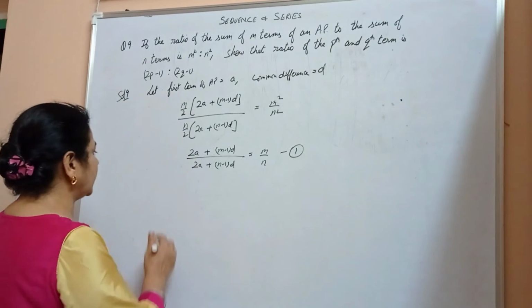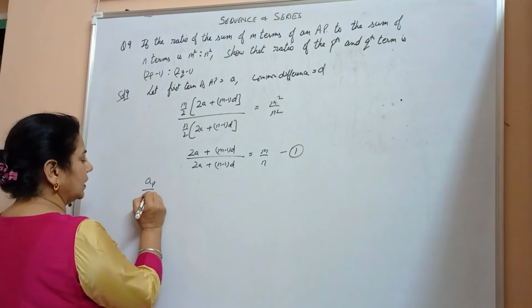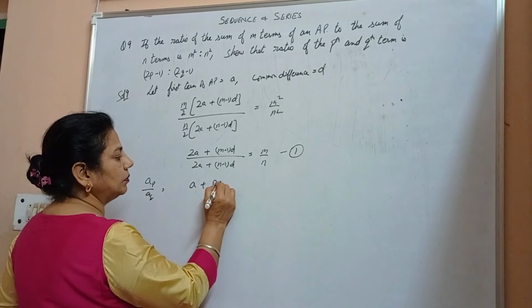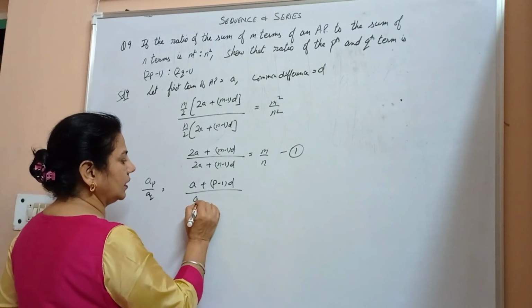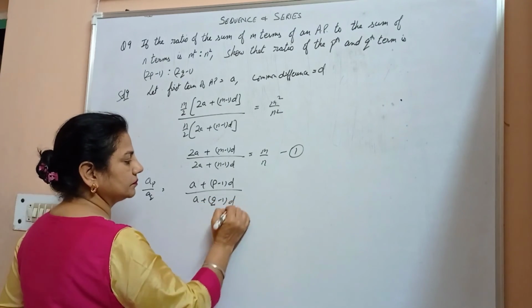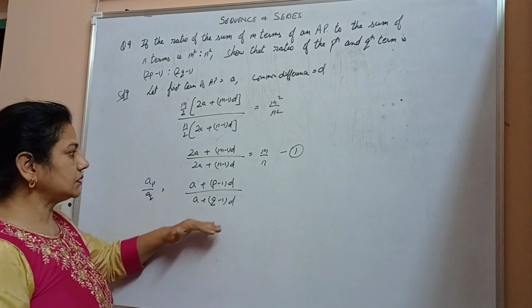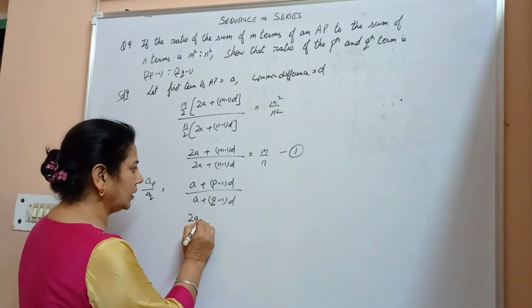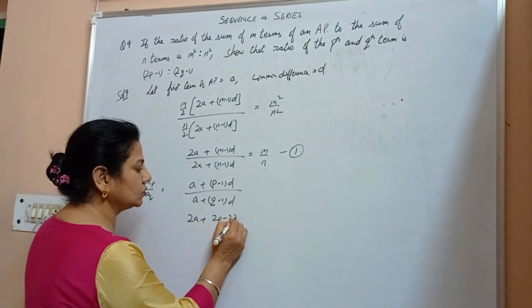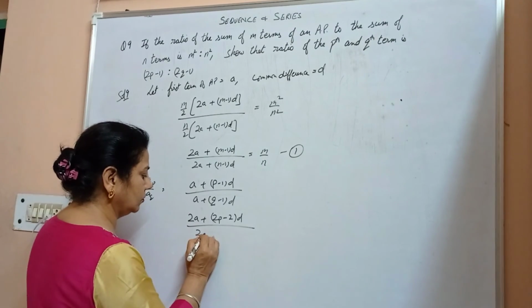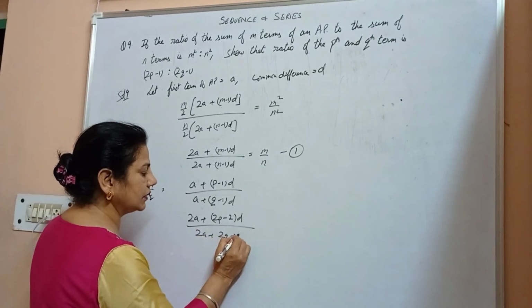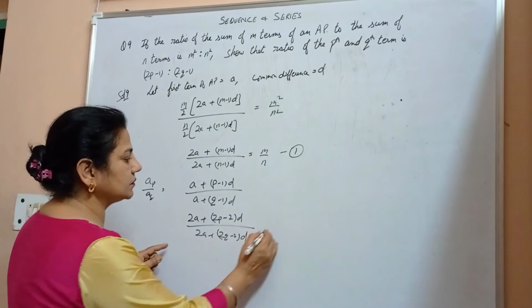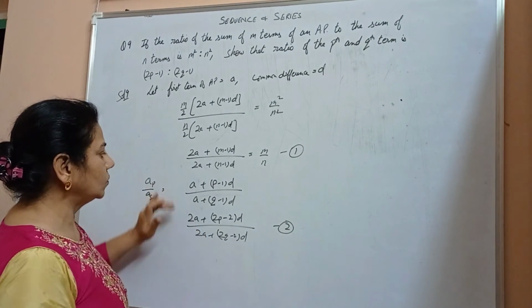So according to this, the ratio of the pth and the qth term will be (a plus (p minus 1)d) upon (a plus (q minus 1)d). In this expression, I multiply numerator and denominator by 2 to get (2a plus (2p minus 2)d) upon (2a plus (2q minus 2)d). And this is my second equation.